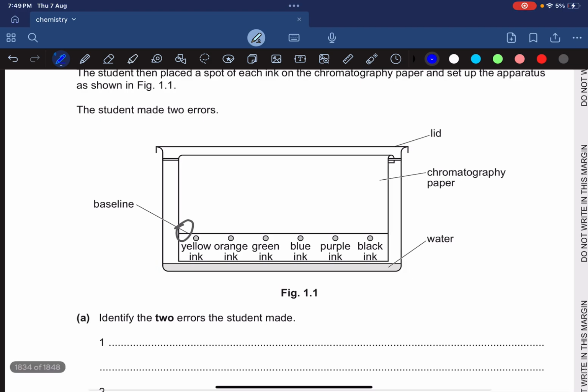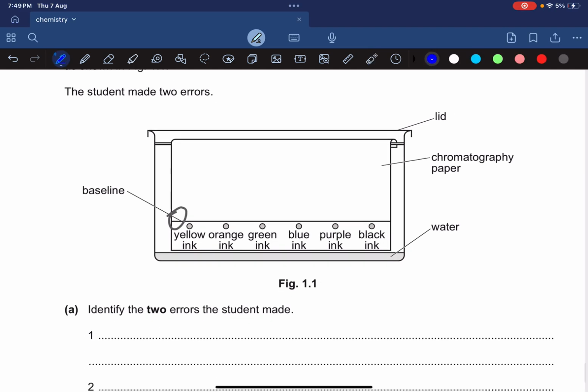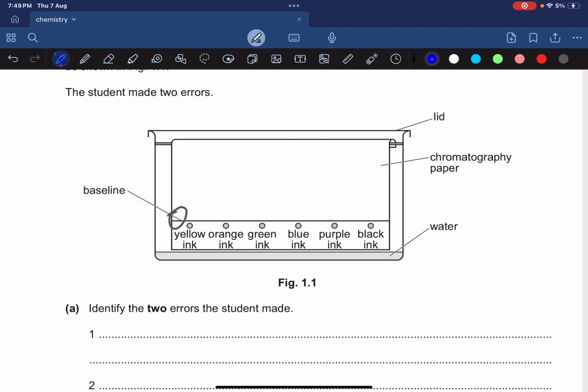Okay, the first error that we can see is that the ink spots, the black ink and the purple ink, they should be on the baseline. As far as I know, in chromatography you put your spot on the baseline, but over here the spots are below the baseline. So the first error is that the ink spots are below the baseline.